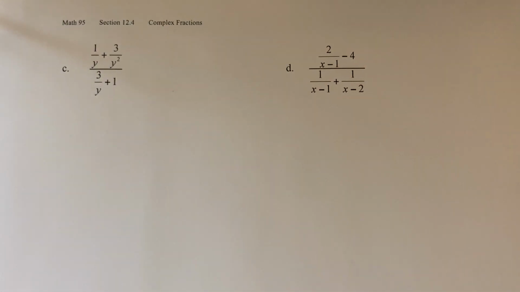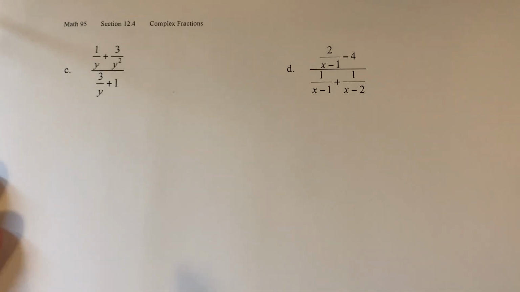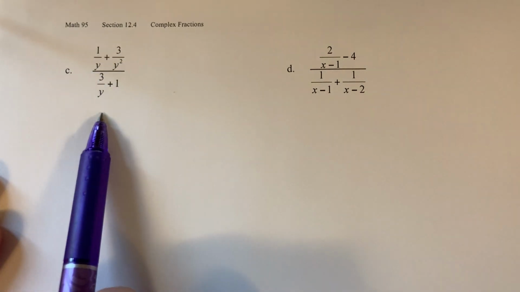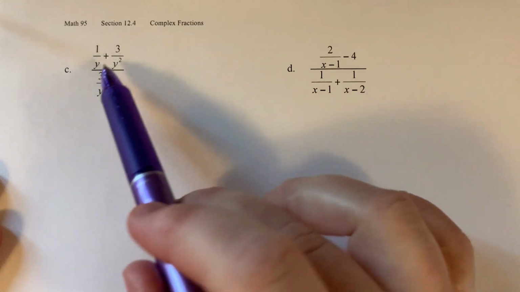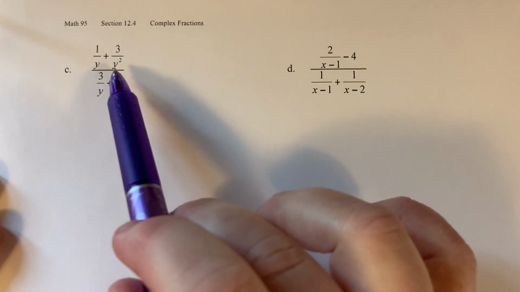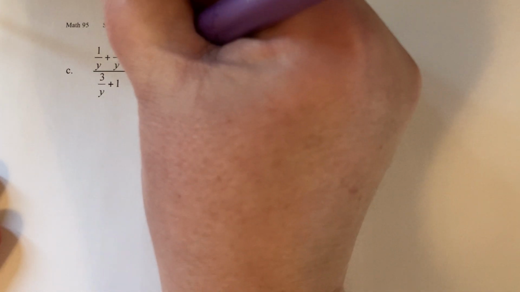Let's do some more examples of simplifying complex fractions. So I'm only going to use the LCD method. We're going to multiply top and bottom by the least common denominator of every fraction in the example. In this case, the denominators I see are y and y squared, so that makes the LCD y squared.